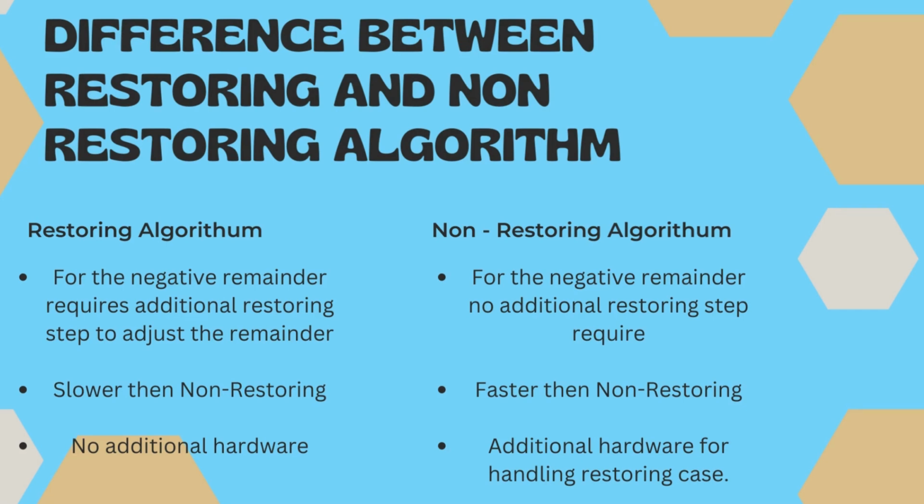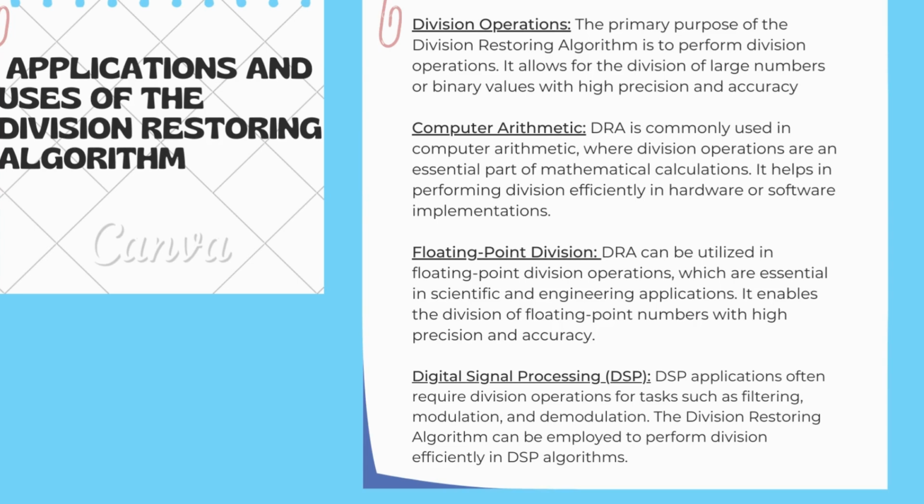Second is the application of division restoring algorithms. There are many applications, but here are a few main uses: division operations, computer arithmetic, floating point division, and digital signal processing, or in short, DSP. The division operations: the primary purpose of the division restoring algorithm is to perform division operations. It allows for division of large numbers or binary values with high precision and accuracy.